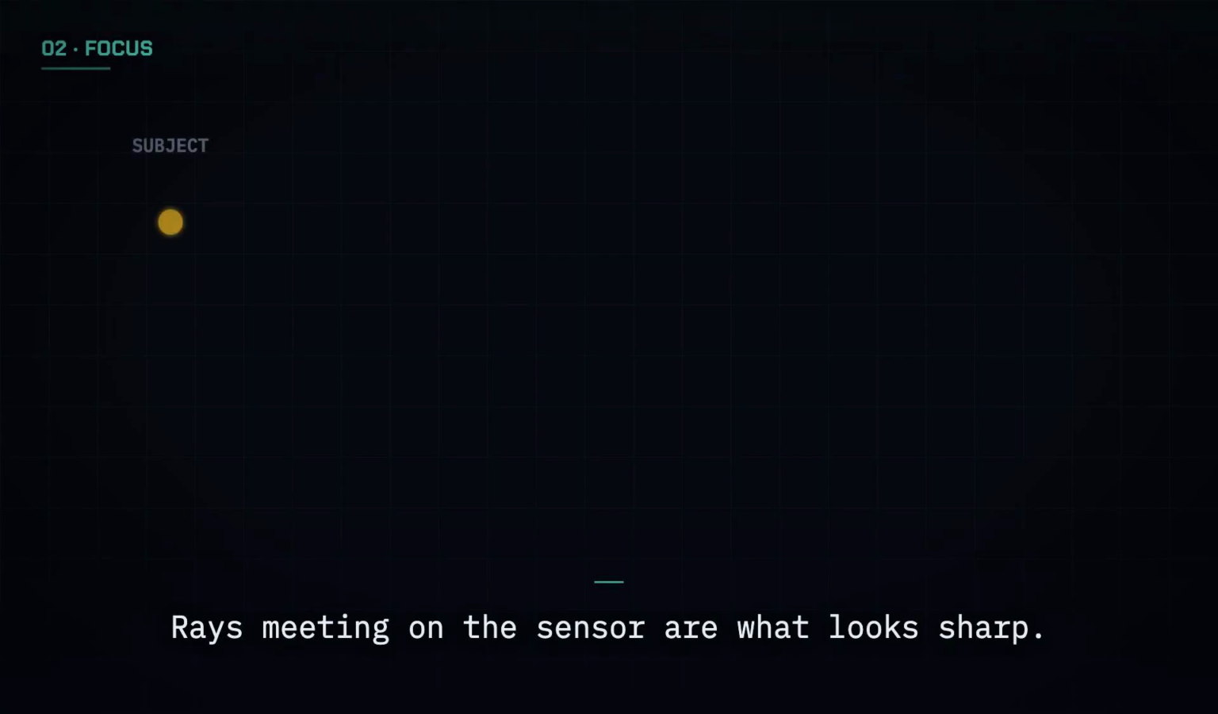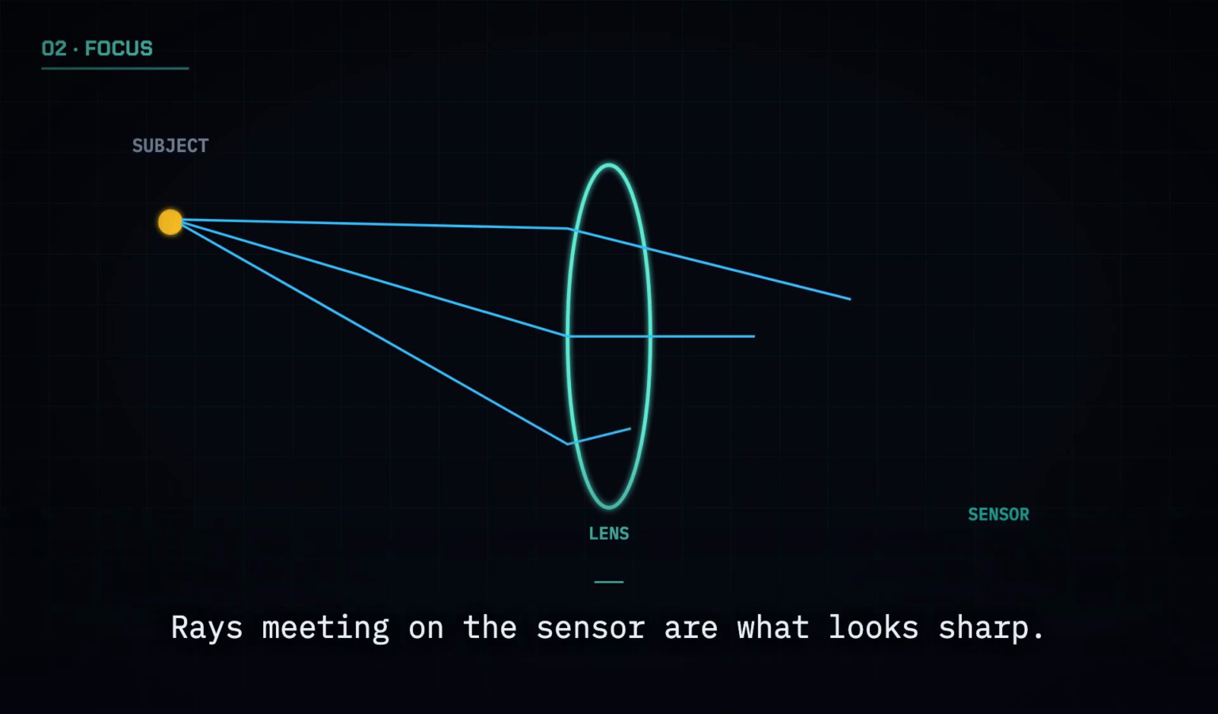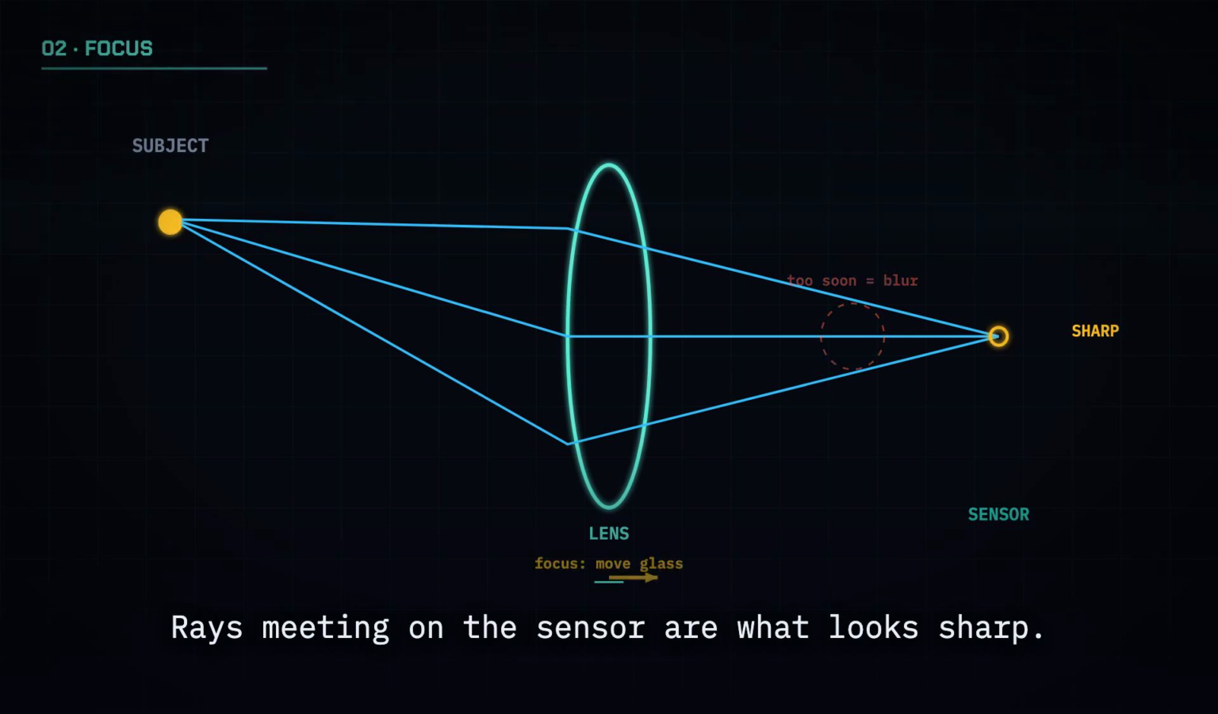Bending light is not enough. It has to meet in the right spot. Rays from a single point on your subject spread out, hit different parts of the lens, and must be steered back together. When they meet exactly on the sensor, that point looks sharp. When they meet too soon or too late, it smears into a blur. Focusing simply moves the glass forward or back by a hair until those rays converge in the perfect plane. That is sharpness.